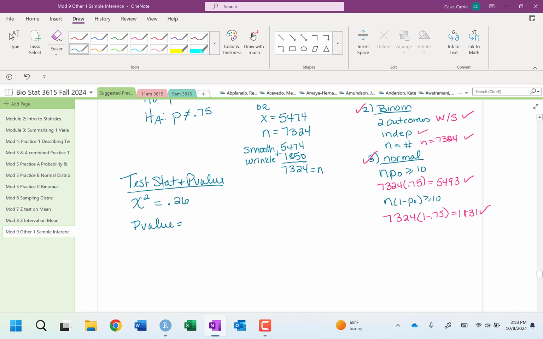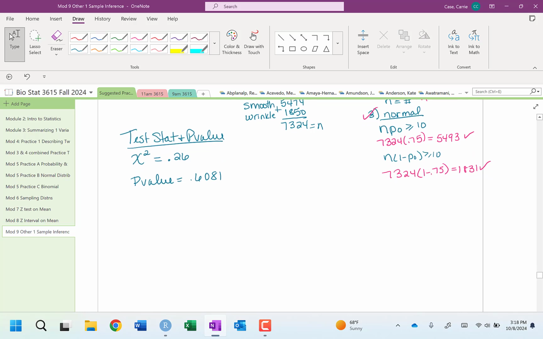So the chi-square test statistic is 0.26. The p-value is 0.6081. And so now we make our decision, the same way we've made them for the last few tests. P-value compared to alpha. P-value is 0.6081. We don't really care what alpha is. We weren't told what to use, so we're going to use an alpha of 0.05. This p-value is large. In fact, it would be large no matter what our alpha was, a reasonable alpha level.